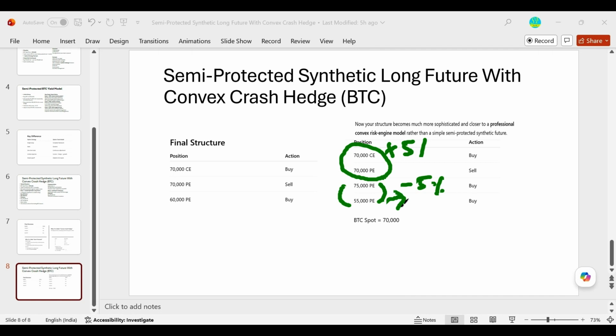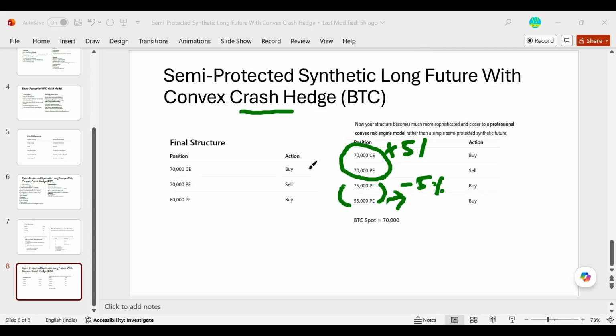one deep OTM and one ITM, you need to decide based on your own study and the technicality. How many points ITM you require. If you follow this, this particular model becomes a good model on every time frame. So this is how your synthetic protected long future with convex crash hedge method works.